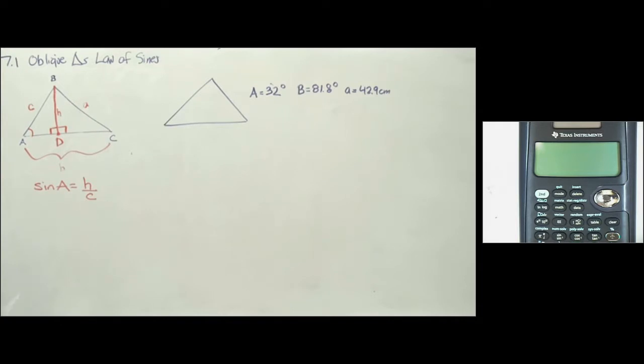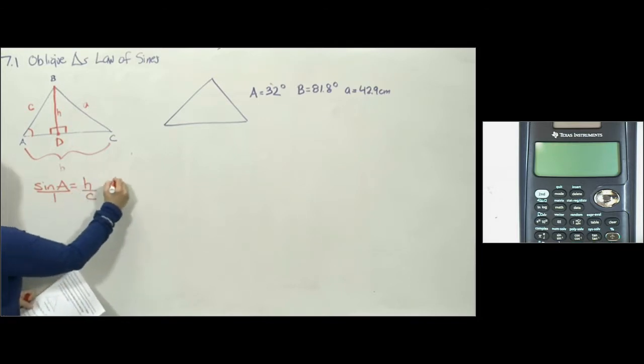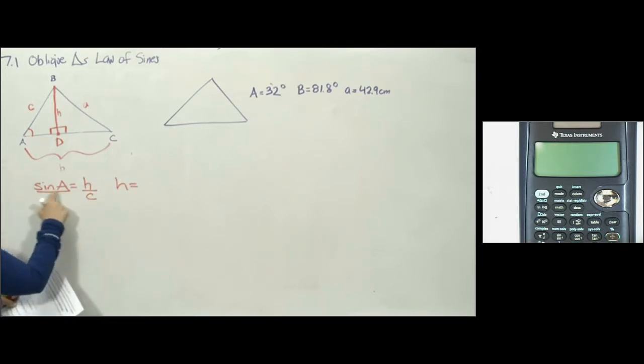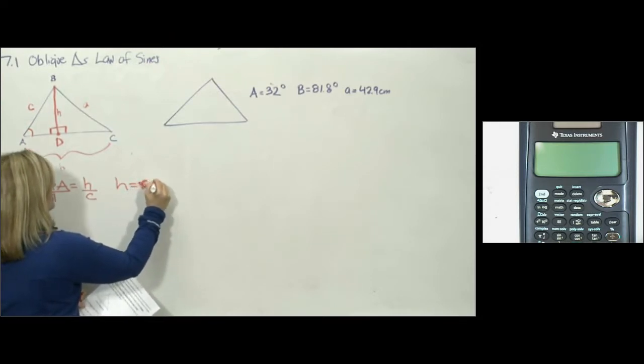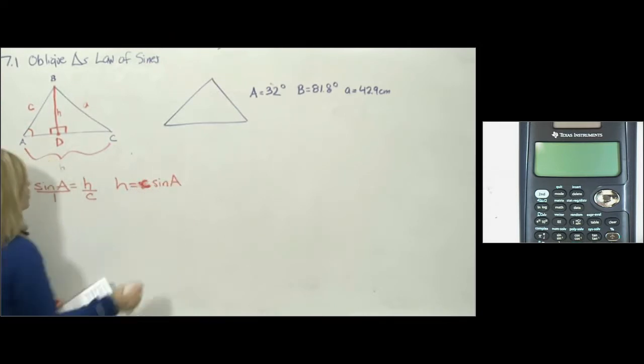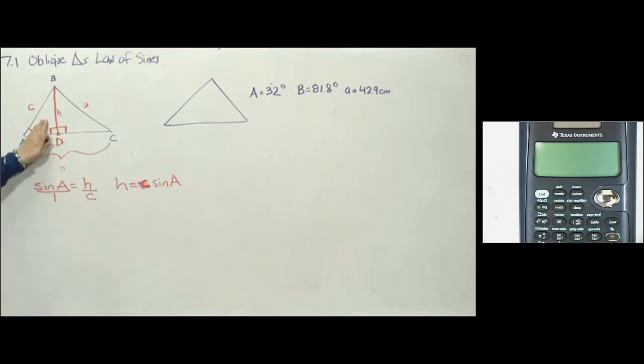Everybody agree with that statement? And we could cross multiply this statement and get 1 times h is h, and c times sine A is c sine A. So all I did was look at this right triangle, I picked this acute angle down at the bottom, and I did the function sine.